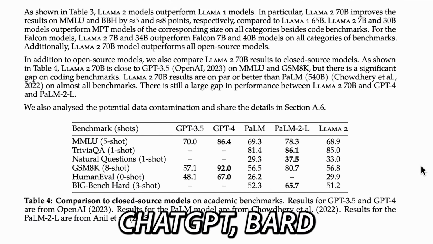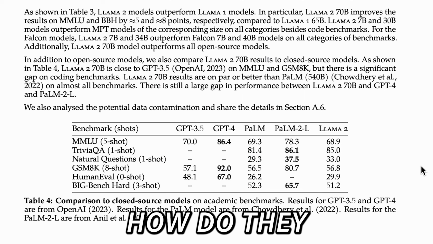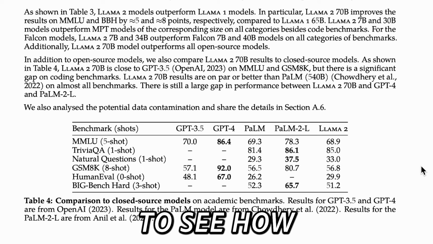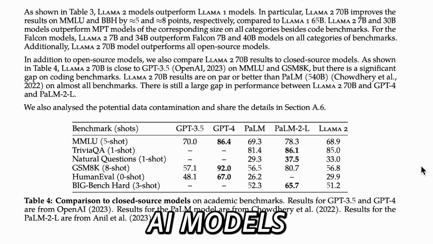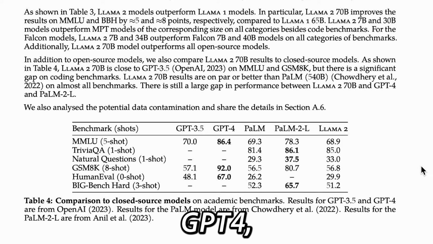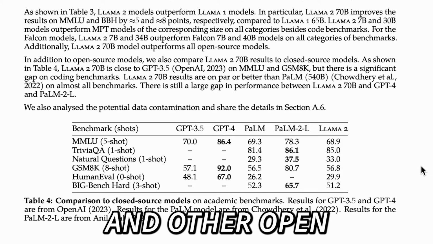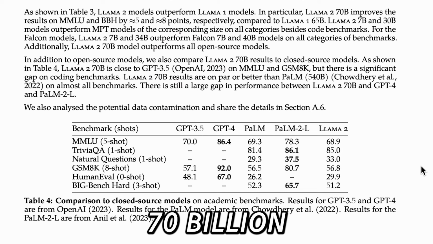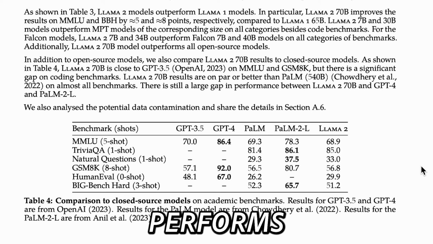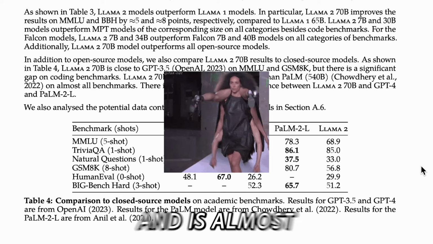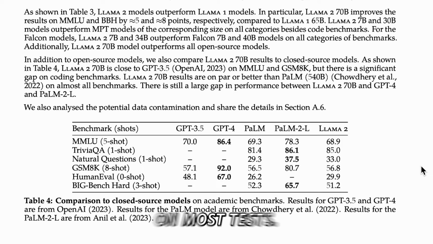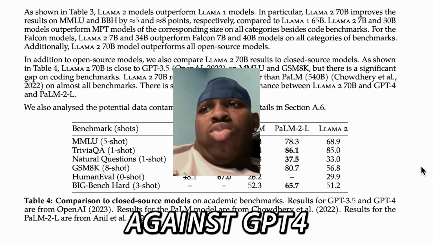Llama 2 versus GPT and Bard and other AI models. How do they compare? The creators of Llama 2 did a lot of tests to see how it performs compared to other big AI models like GPT 3.5, GPT-4, Palm, Palm 2, and open source models. To sum it up, the biggest version of Llama 2, which has 70 billion parameters, performs better than other open source models and is almost as good as GPT 3.5 and Palm 1 on most tests. However, it does not perform well against GPT-4 or Palm 2.